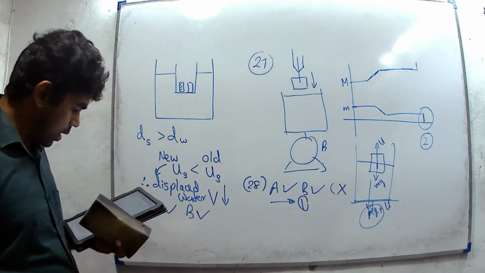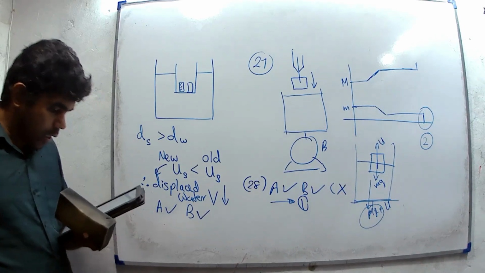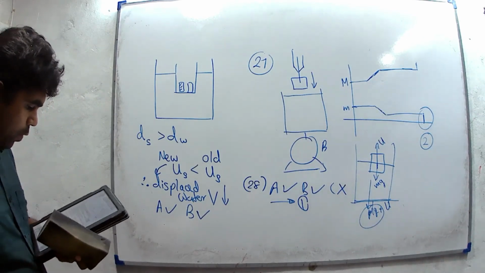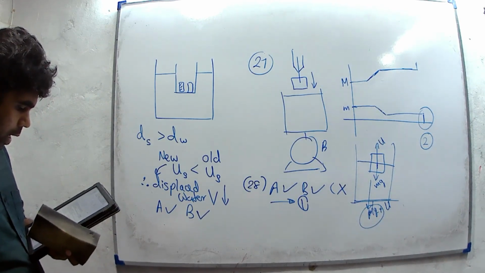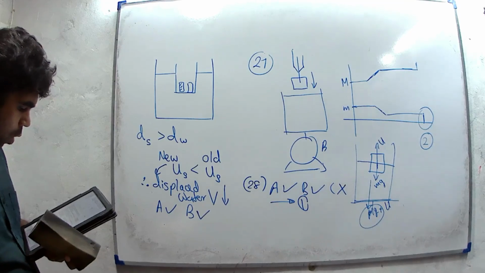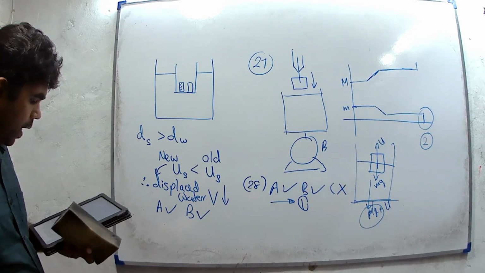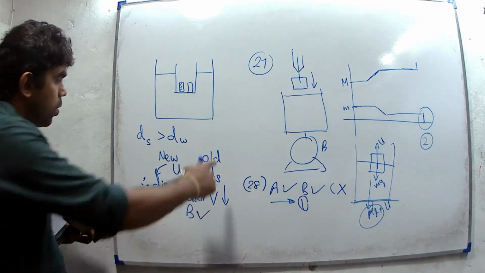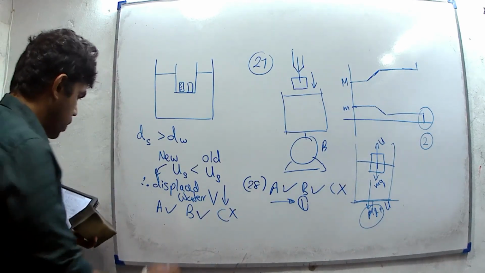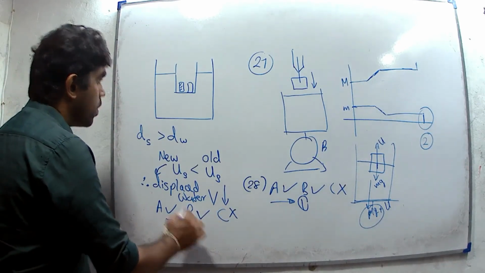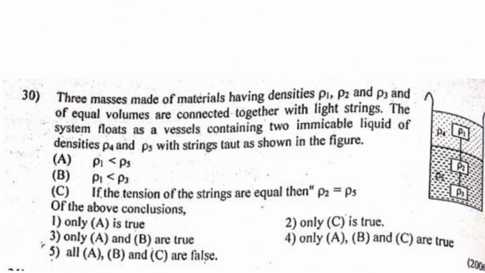B is also correct. C, when the stone and piece of wood are taken out and tied and then put in water, if they go to the bottom, beaker h will increase. No, beaker h, the water level, should decrease according to this same theory. C is incorrect. Only A and B are true. True for question number 29. Then question number 30.